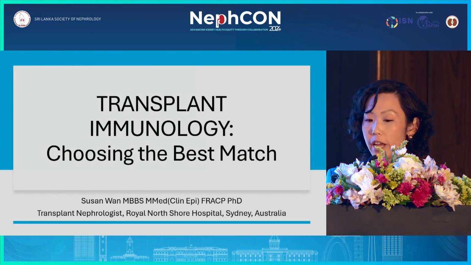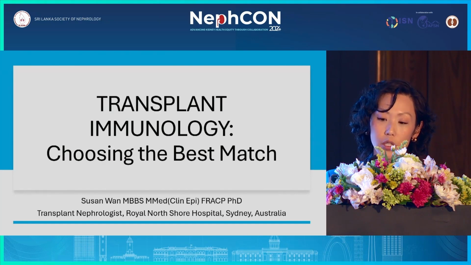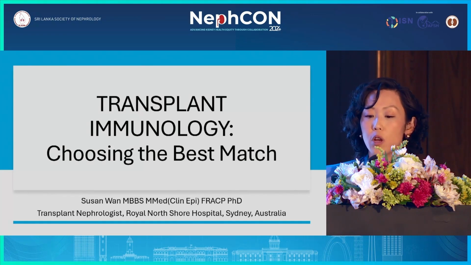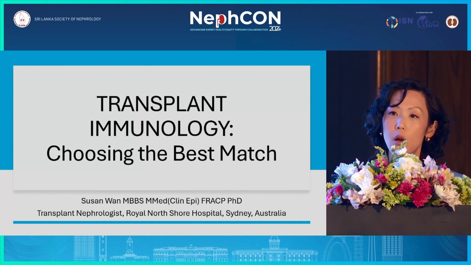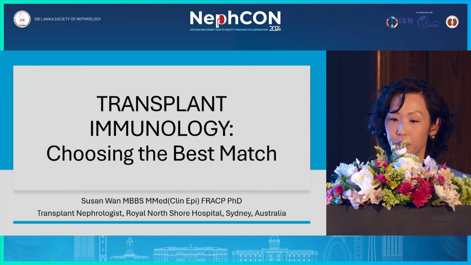So I've chosen today to give a broad overview of some of the immunological factors that are taken into account when considering a living or deceased donor kidney transplant offer. Our discussion today will by no means be exhaustive, but I hope to provide a framework with which to consider the complex interplay of competing factors.